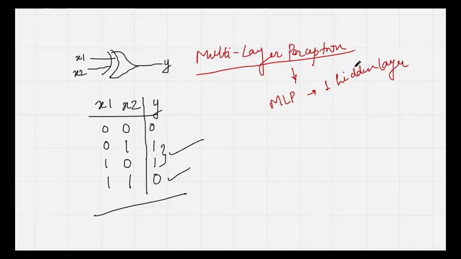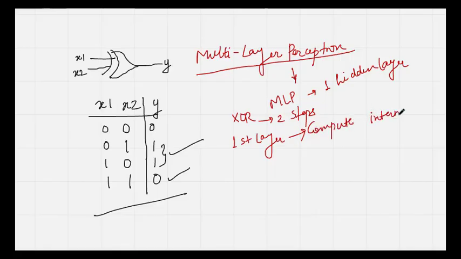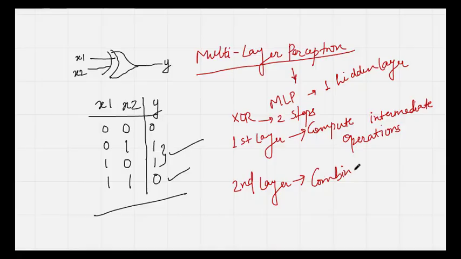Now for this, say first layer. My XOR gate here will have two steps. How many steps? Two steps. Here will be my first layer. My first layer will be used to compute my intermediate operations. Whatever operations we require for this non-linearity will be done here. And then the second layer will combine the outputs which we got from here all together, to produce my XOR gate. So this is how it will be done.